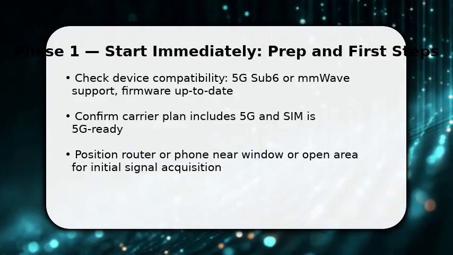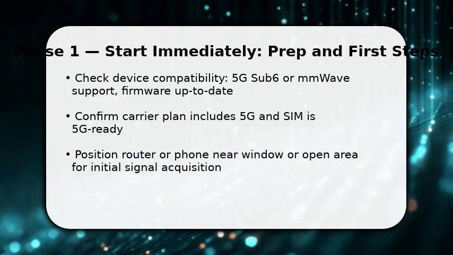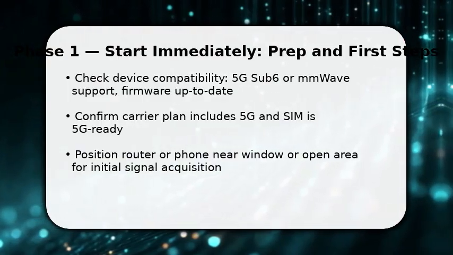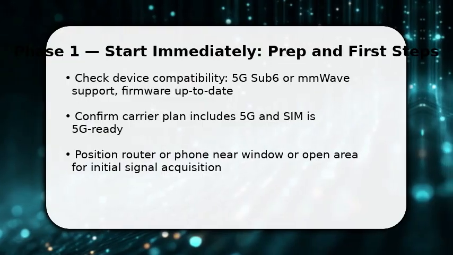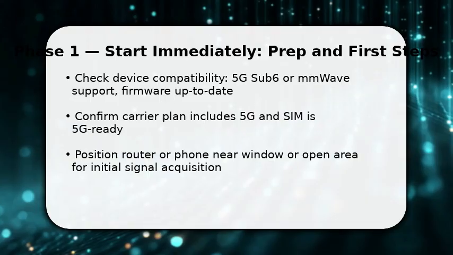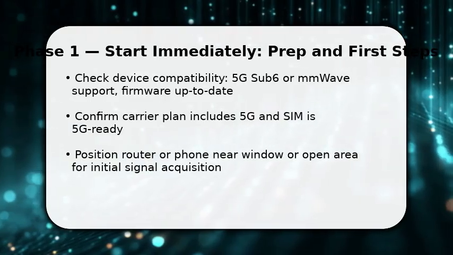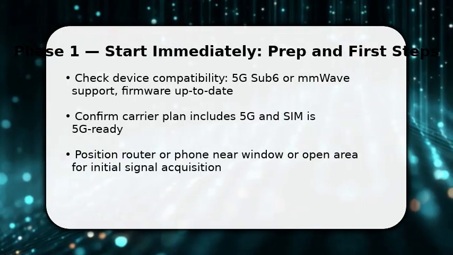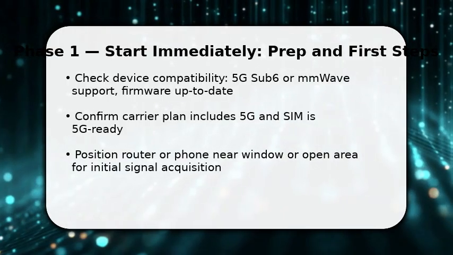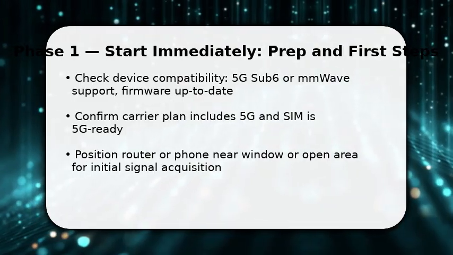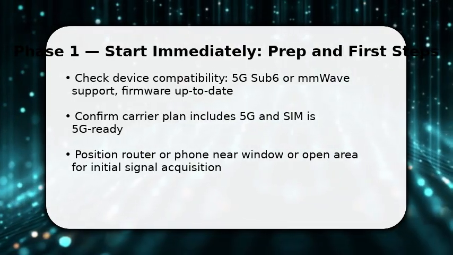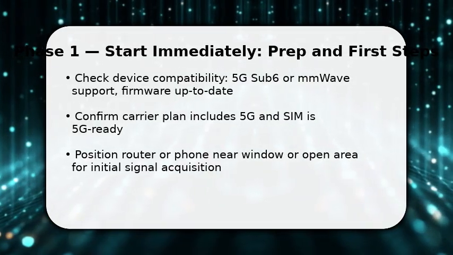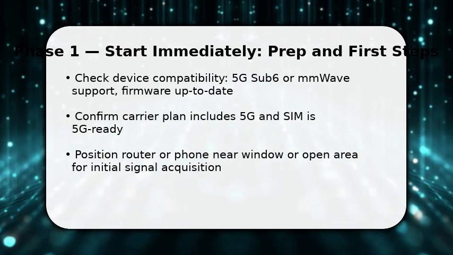You begin by confirming your hardware and plan, then jump straight into action. First, verify your phone or gateway supports the type of 5G your carrier provides. Next, make sure your plan and SIM are 5G enabled and install the latest firmware or OS patch. Once done, reboot the device and run a quick signal scan. Move toward a window or higher floor to lock initial cells. These steps shorten discovery time and get you connected fast, so you can move on to optimization.